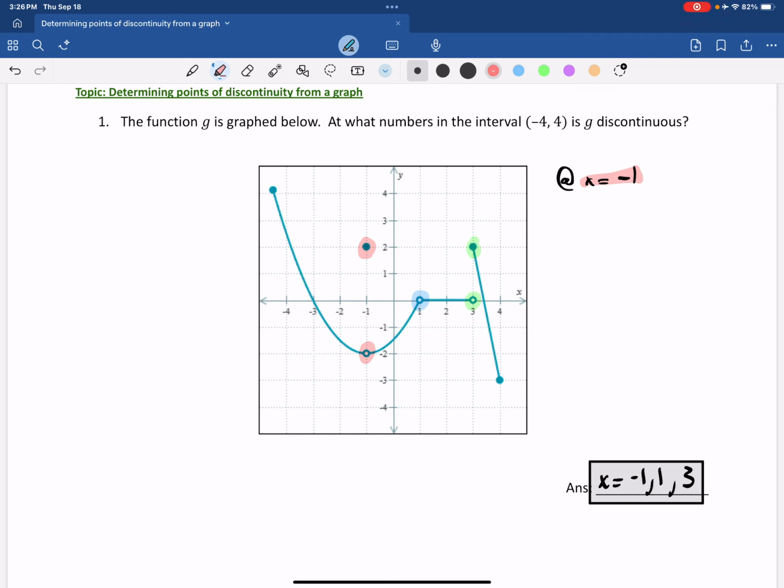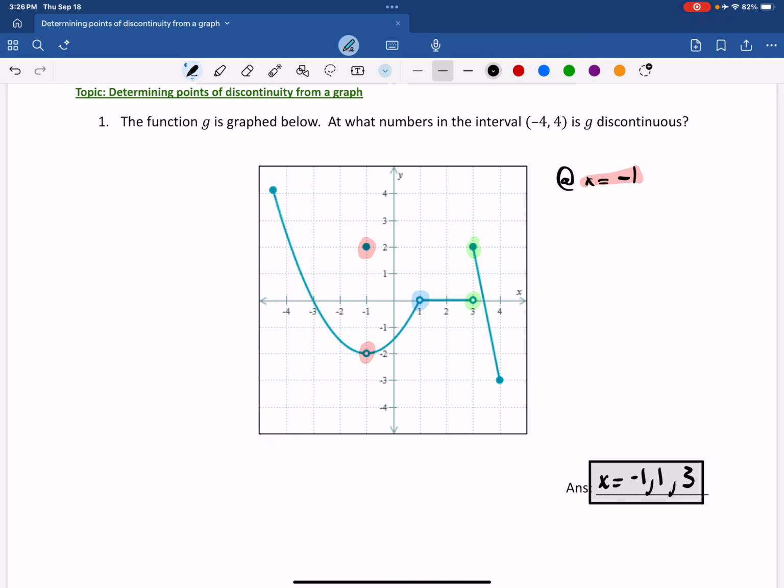Does the function exist? Yep, the function does exist. It's y equals 2, right? Does the limit exist? Notice from the left and the right, I'm approaching the same y value. That y value is negative 2. So the function exists, the limit exists. What's the issue? They're not the same thing.